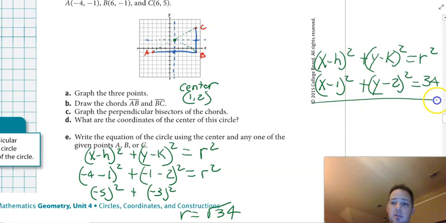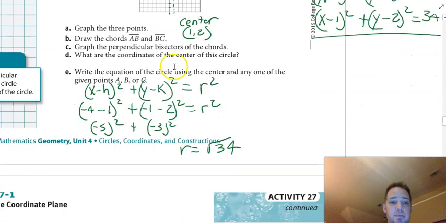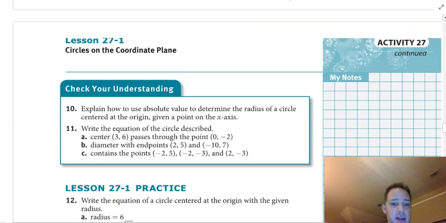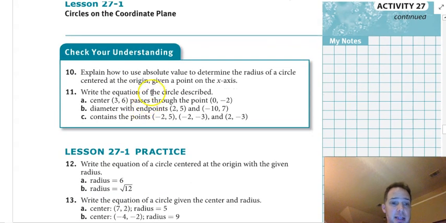All right, so that's the general form if we needed that one as well. Let's check our understanding. Let's see if you can do what we just did. Don't worry about number 10 right now. Worry about number 11. It says write the equation of the circles described, parts A, B, and C. Pause here, and when you unpause, I'll have the answers for you.